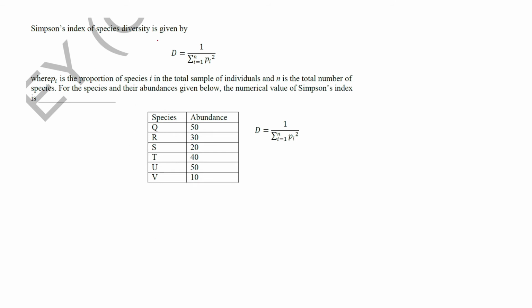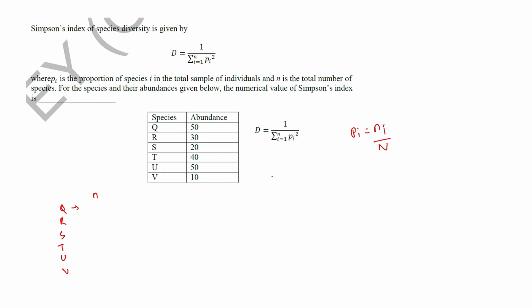So this question was from GATE 2014, and here you can see clearly that it is given that D equals 1 by summation of pi square. So how do you need to solve it? First, what we need to do is prepare a table as well. Okay, so Q R S T U V. Now we'll do all the problems with diversity indices with respect to tables. Okay, so here remember pi refers to ni by n.